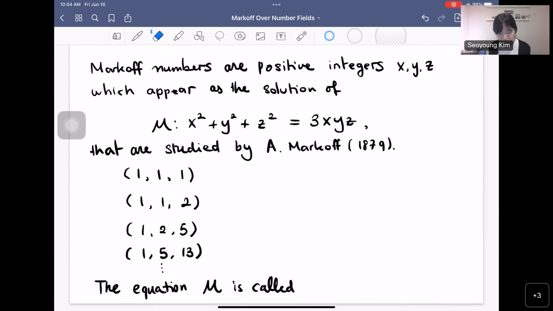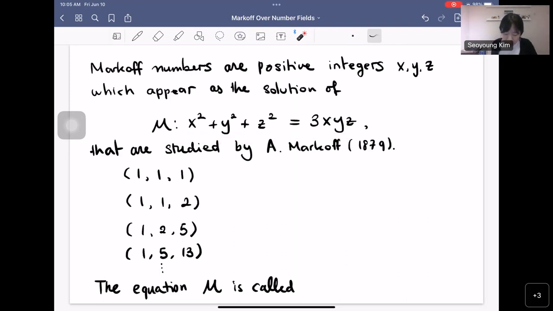Markov numbers are positive integers x, y, z which appear as the solution of the following equation, x squared plus y squared plus z squared equals 3xyz, studied by Andrei Markov in 1879. For instance, the simplest solution is the case when x, y, z are all equal to one, which is clearly an integral solution of this equation M.